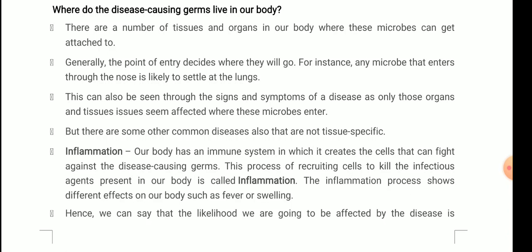Inflammation. Our body has an immune system, which creates cells that can fight against disease causing germs. This is the first time the word immune system has come up. This process of recruiting cells to kill the infectious agents present in our body is called inflammation. The inflammation process shows different effects on our body, such as fever or swelling.